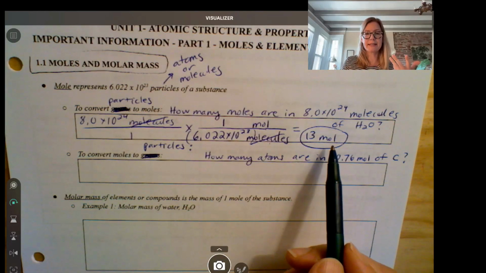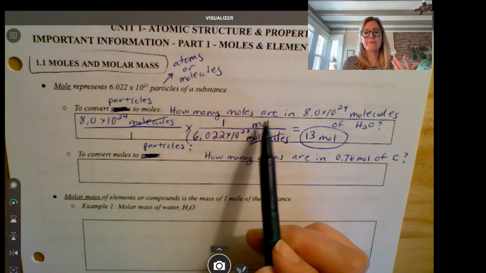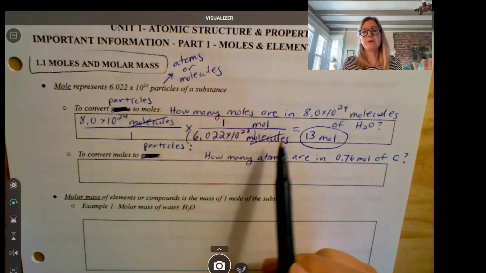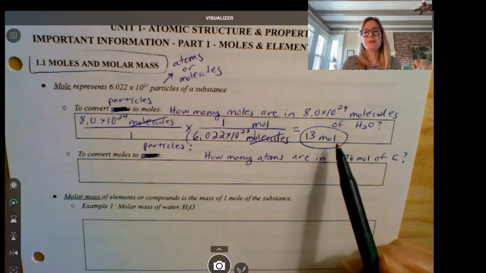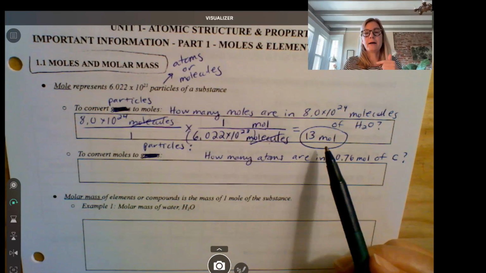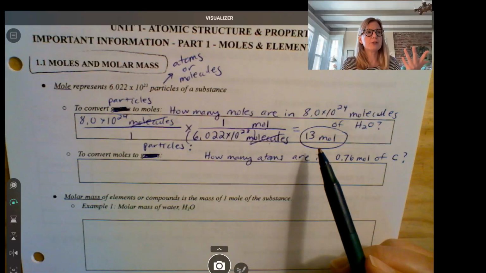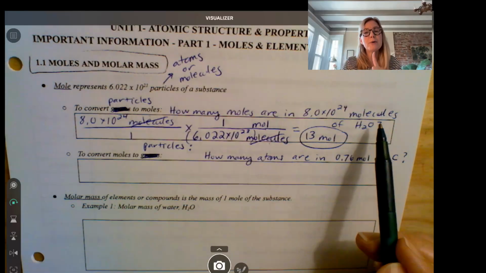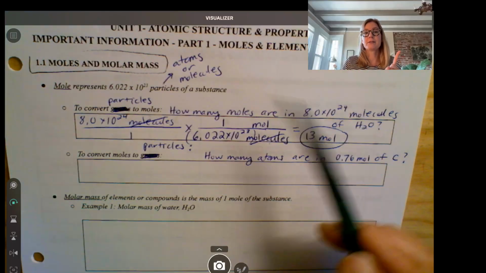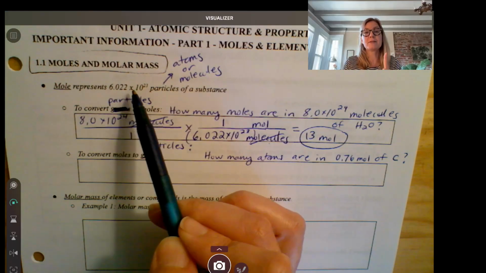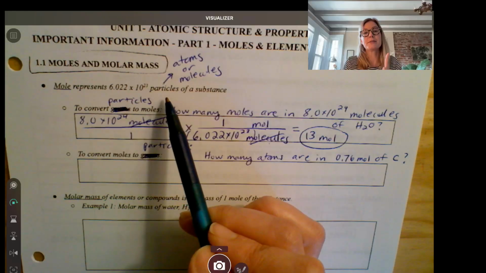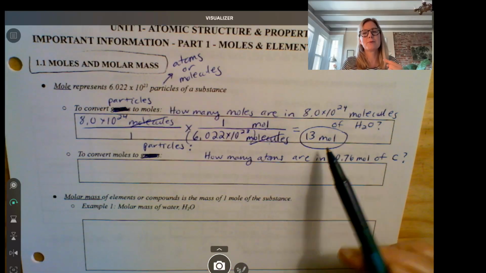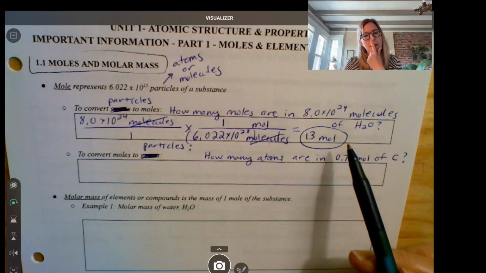So that's what dimensional analysis does. It's a way of multiplying by a conversion factor, taking a number or a measurement, multiplying by a conversion factor, and changing the unit. And just double check to be sure your answer makes sense. We have 8.0 times 10 to the 24th molecules. We know that's going to be more than a mole, because we know 6.022 times 10 to the 23rd particles is 1 mole, and this is a bigger number. So we know our answer is going to be more than a mole. So 13 moles makes sense.